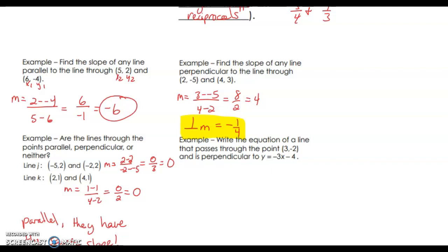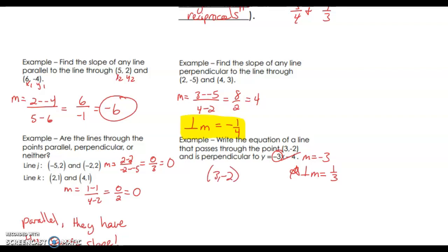Okay, this one says, write the equation of a line that passes through the point (3, -2) and is perpendicular to y equals negative 3x minus 4. Well, this slope is negative 3. And so the perpendicular slope, the slope we need to use, means change the sign and do the reciprocal. So it turns positive, and the reciprocal of 3 is 1/3. So this is the slope we're going to use. Now we don't ever need this minus 4. It's not important. So we need the point (3, -2), and we need the slope, which is 1/3.